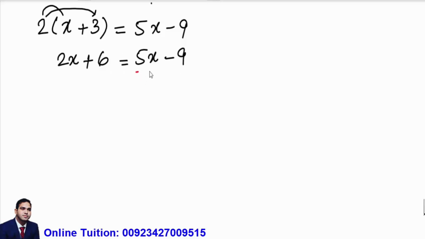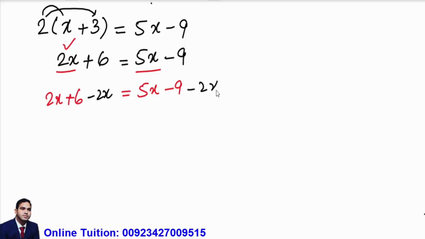You can see that this is 5x, this is 2x. First of all, remove x from one side. This is 2x positive, this is 5x positive. This 2 is less, so we will do negative. What we will do? 5x negative 9, and this is 2x plus 6. Now subtracting 2x on both sides, and this will cut off.